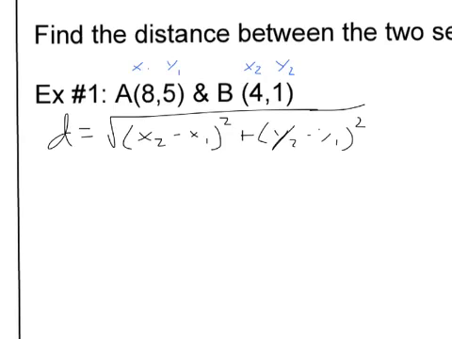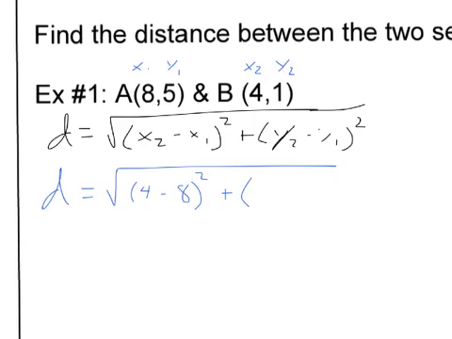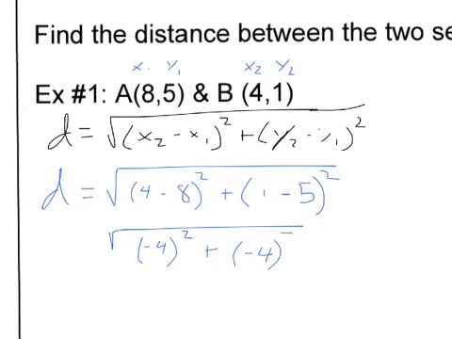Okay. So that means when I start plugging things in, we get d equals the square root. What's my x2? Well, it's 4. My x1 is 8. Square it, plus, what's my y2? 1 minus my y1, which is 5. Square it. 4 minus 8 is negative 4 squared, plus 1 minus 5 is also negative 4 squared.